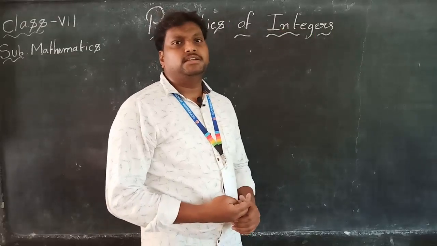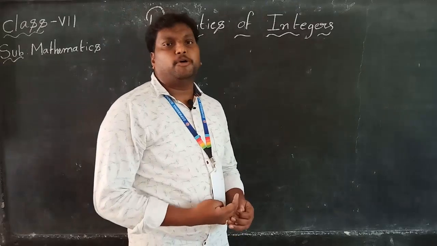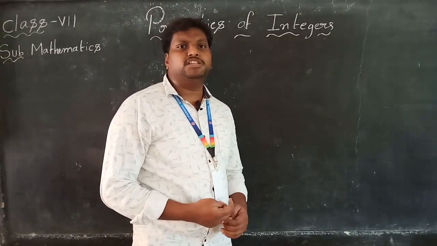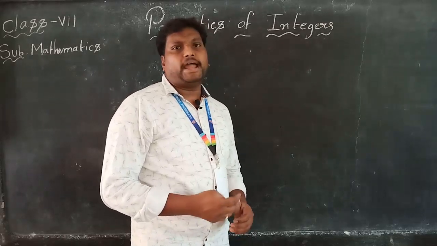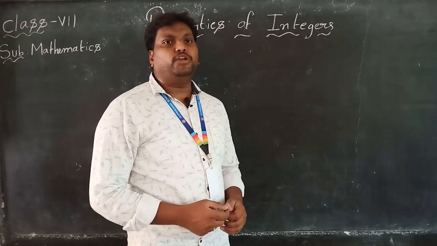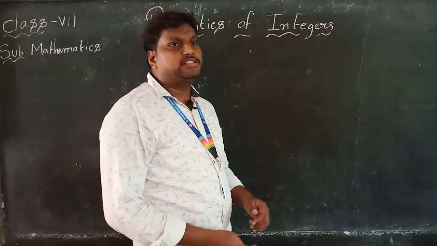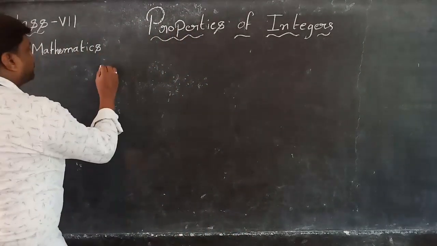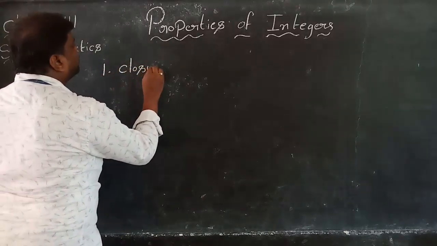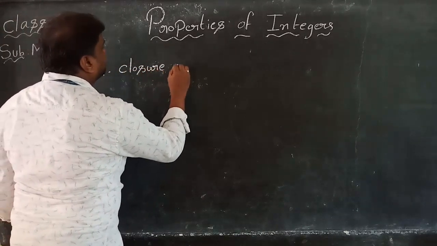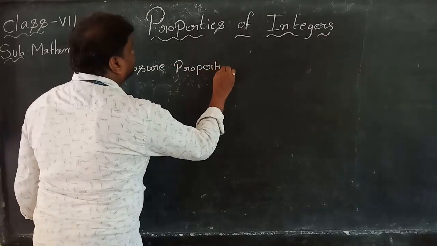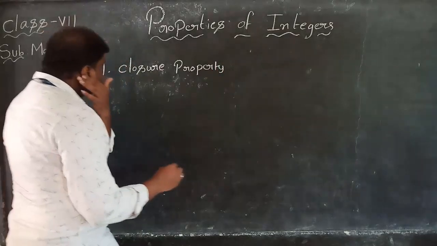Good morning students. Last class we discussed integers on the number line, operations using a multiline cube, and how to add and subtract two integers, either positive or negative. Today we will discuss some properties of integers. First property, closure property under addition.